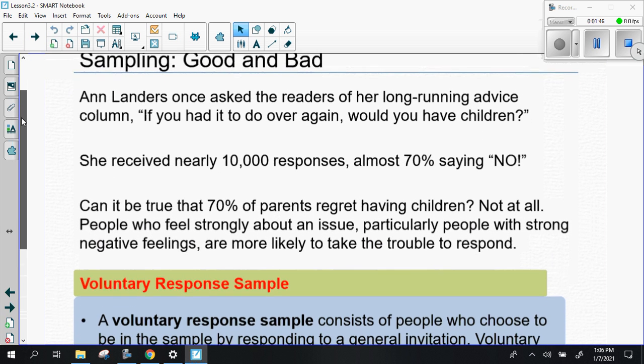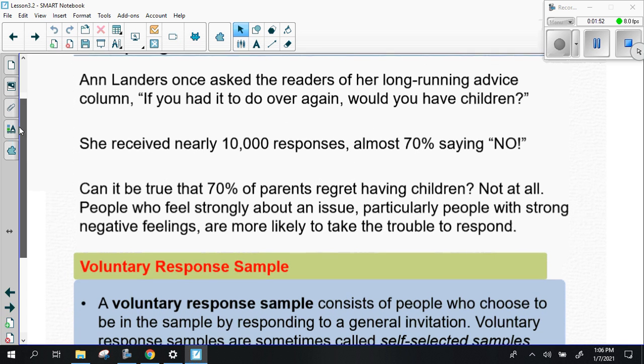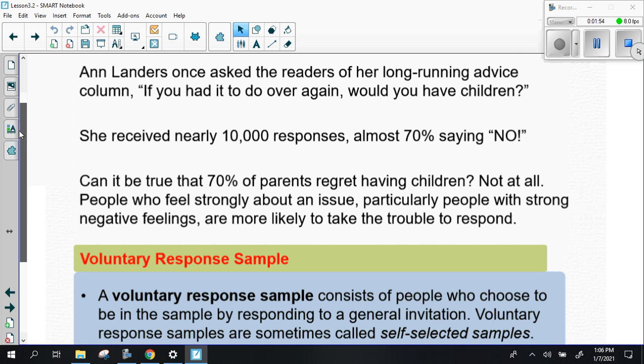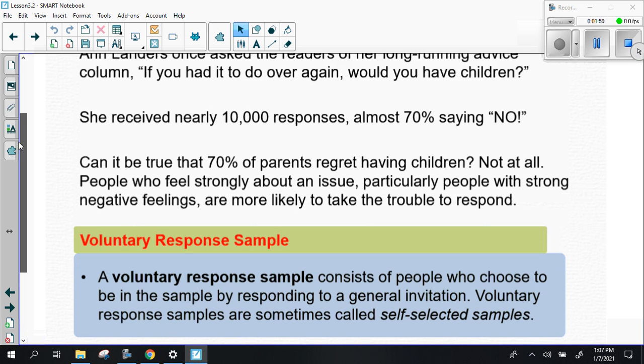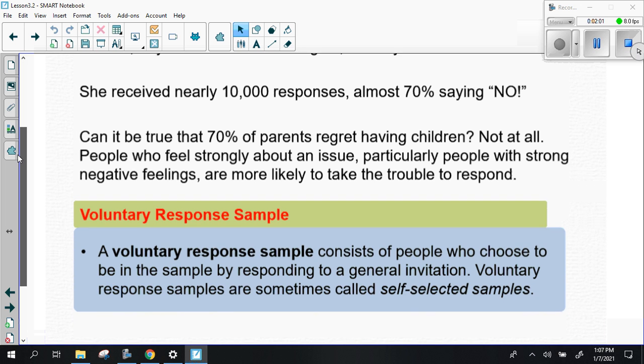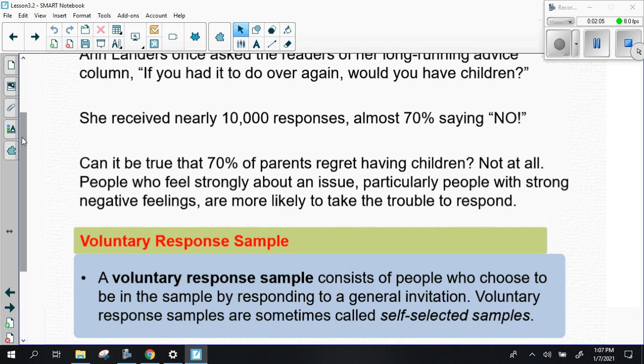So let's look at an example. If you had to do it over again, would you have children? And this is Ann Landers in her response. So she received 10,000 responses. Almost 70% said no. And we're wondering, could it be true that 70% of parents regret having children?